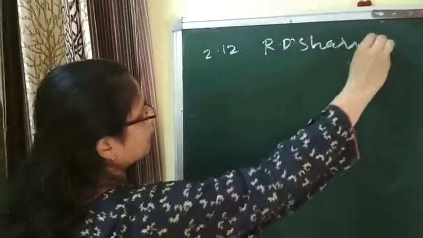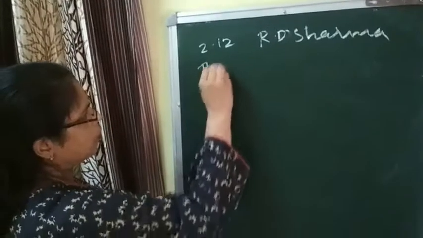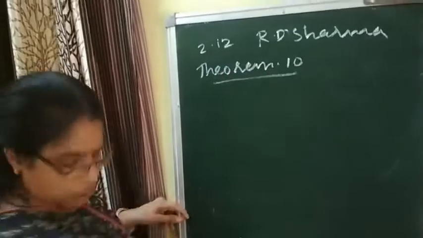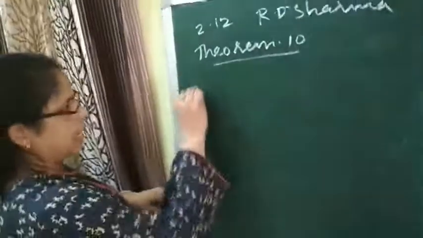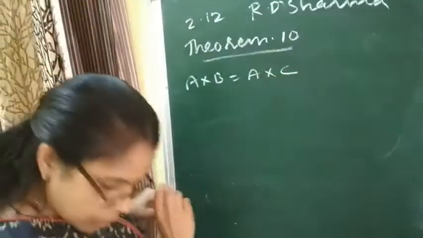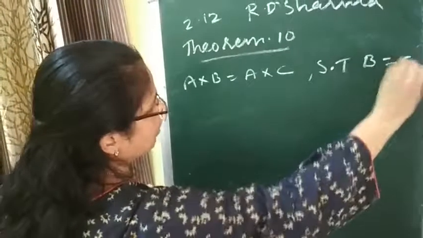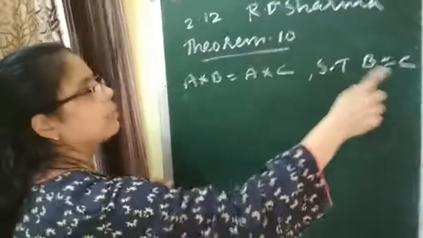That is again the method of arbitrary element. Theorem 10, but this is not a theorem. You just understand it as a question. I am reading the question. Let A be a non-empty set such that A × B is equal to A × C. Then show that B equals C. You are given this condition. Using this condition, you have to prove that B equals C.